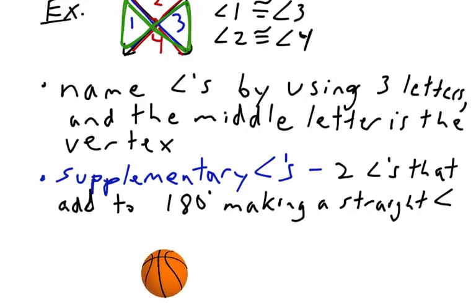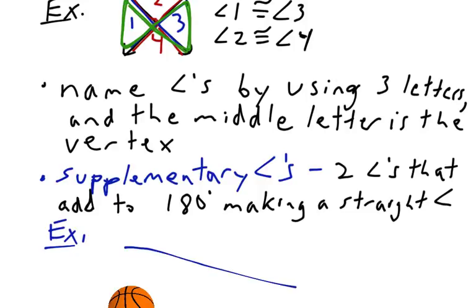So anytime it looks like they're making a straight line, or it doesn't have to look like it, they need to make a straight line, they're going to be supplementary. So let's do an example of that. So for instance, if we had, just make a straight line with arrows at the end. Hopefully yours is a little bit straighter than mine. And then I'm going to have a ray coming off of it to the right.